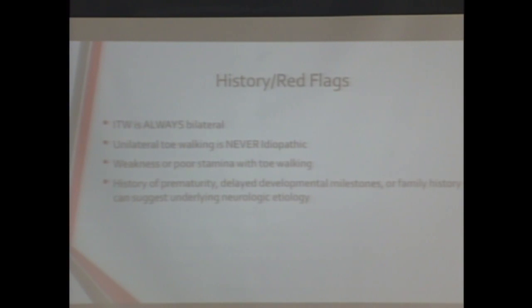So idiopathic toe walking, or in other words, they toe walk because they toe walk, is always bilateral, always. Unilateral toe walking, such as the case of Dr. Nemeth's hip dysplasia case, is never idiopathic. Whatever the etiology is, it's not idiopathic. Weakness or poor stamina with toe walking, again, could be a sign of a neuromuscular or muscular dystrophy type of etiology. And then a history of prematurity, developmental delay, or family history can suggest underlying neurologic etiology. The family history, not of toe walking, but of other neuromuscular pathology.